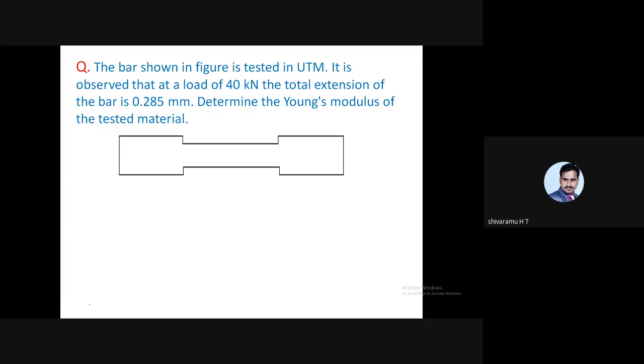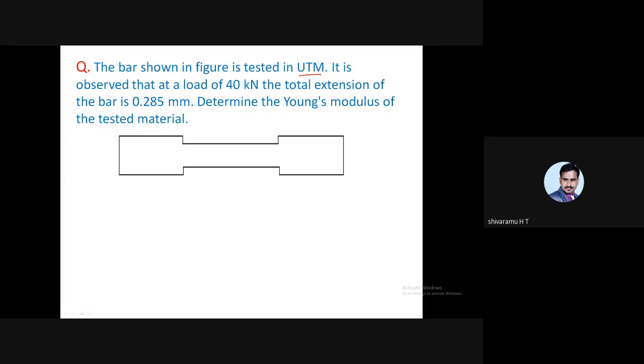So here the given question is: the bar shown in the figure is tested in a UTM. UTM indicates universal testing machine. It is observed that at a load of 40 kilonewton, the total extension of the bar is 0.285 millimeter. Determine the Young's modulus of the tested material.